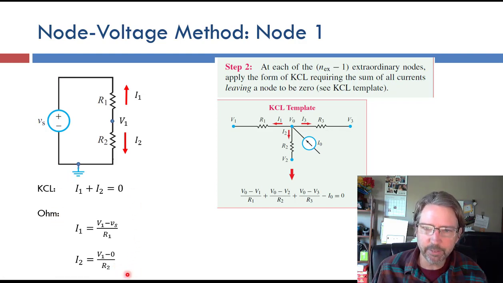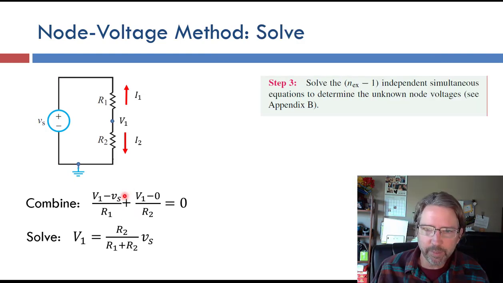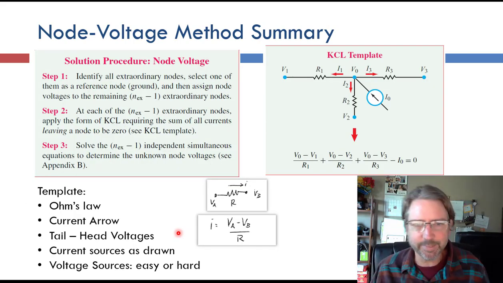So you can combine these in your head as you get more practice, but to start with, it's really nice to write these down. That way you'll make fewer mistakes. So we combine them together. Here's I1 plus I2 equals 0, and it's one equation and one unknown. We can solve for V1 and we get our regular voltage divider equation. So this is our third step. We have an equation like this for each node with an unknown voltage, and we solve it. Okay, so that's the simplest example.